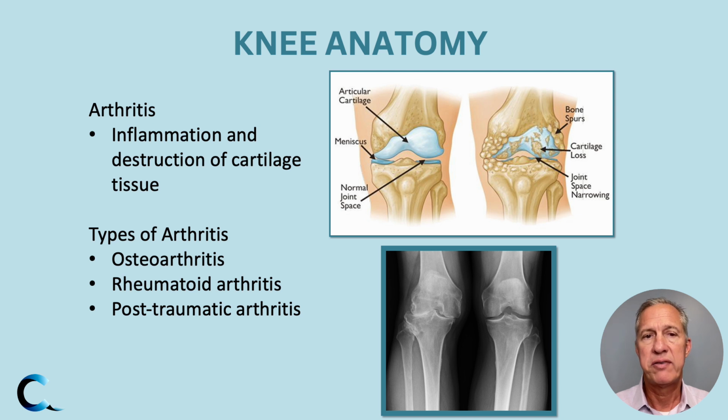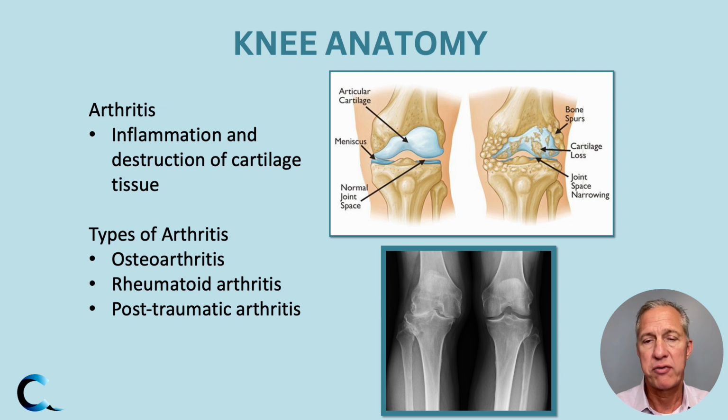With arthritis, we see inflammation and the destruction of the cartilage tissue. As you see in the x-ray on the slide, the knee on your right shows a nice space between the bones, which is the cartilage. The knee on the left is an arthritic knee. There's no space, which means there's no cartilage. It's completely worn down in that knee.